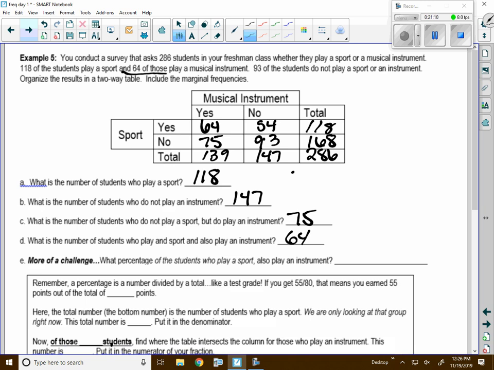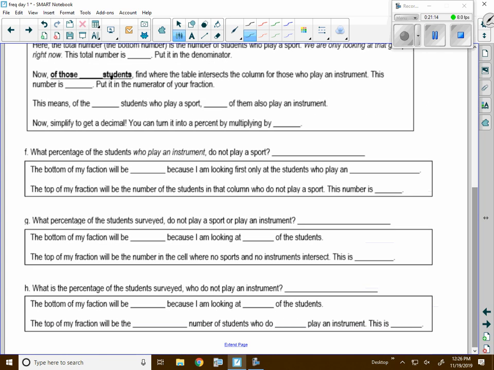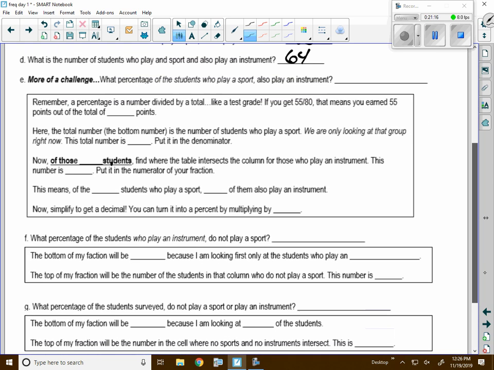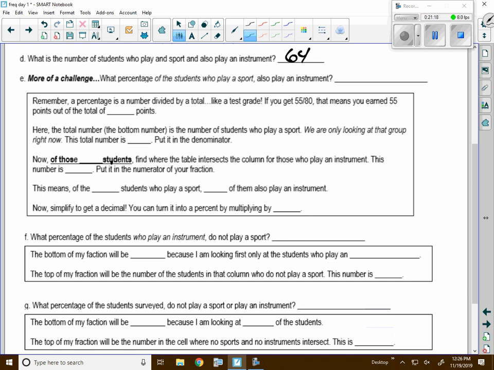Okay, this part is probably the most challenging in my opinion. Okay, so we're going to walk through this box together. And I think you'll be fine once we do that. All right, it says, what percentage of the students who play a sport also play an instrument? Okay, so we're going to go through this box, which helps us answer this question.